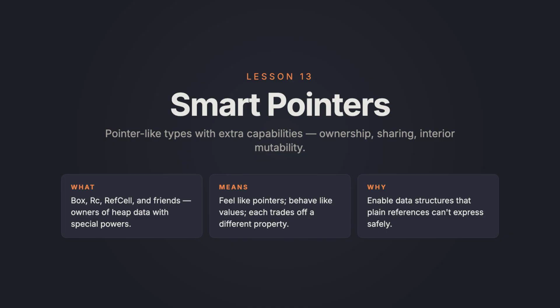Box gives you simple heap allocation. Rc gives you shared ownership through reference counting. RefCell lets you mutate a value through an immutable reference in a controlled way. Each one trades off a different property: performance, flexibility, where checks happen. And together, they let you build data structures that would be awkward or impossible with plain references.